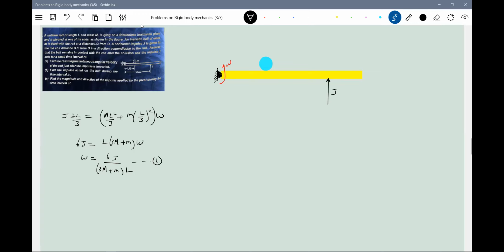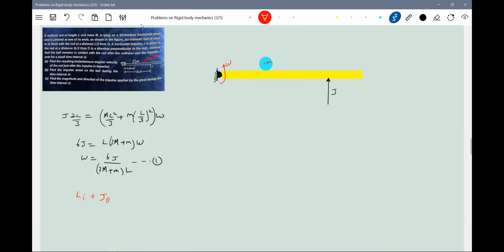The first part is over. Find the impulse acted on the ball during the time interval delta t. How to bring this? So what was the state of the ball earlier? It was at rest, no? It suddenly started moving, and it acquired angular momentum. So I'll go for the angular impulse. Angular impulse, I think we use the symbol J theta.